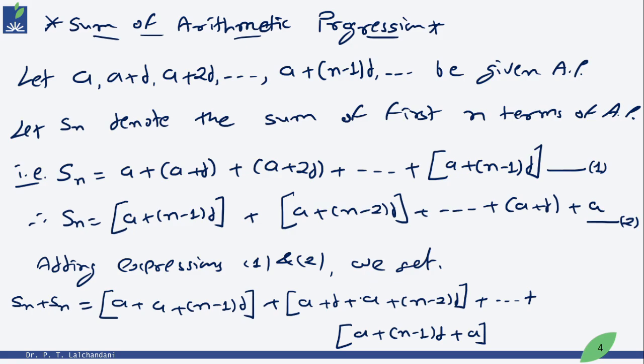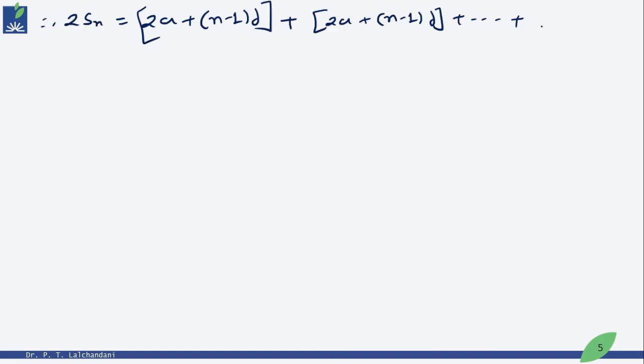right? Let us see the last one. A plus n minus 1d plus a, again a plus a, that is 2a. So last term is also 2a plus n minus 1d, right? So you can see that each term reduces to 2a plus n minus 1d, right? 2a plus n minus 1d plus 2a plus n minus 1d plus 2a plus n minus 1d up to plus 2a plus n minus 1d. How many times? N times, because we are having n terms.